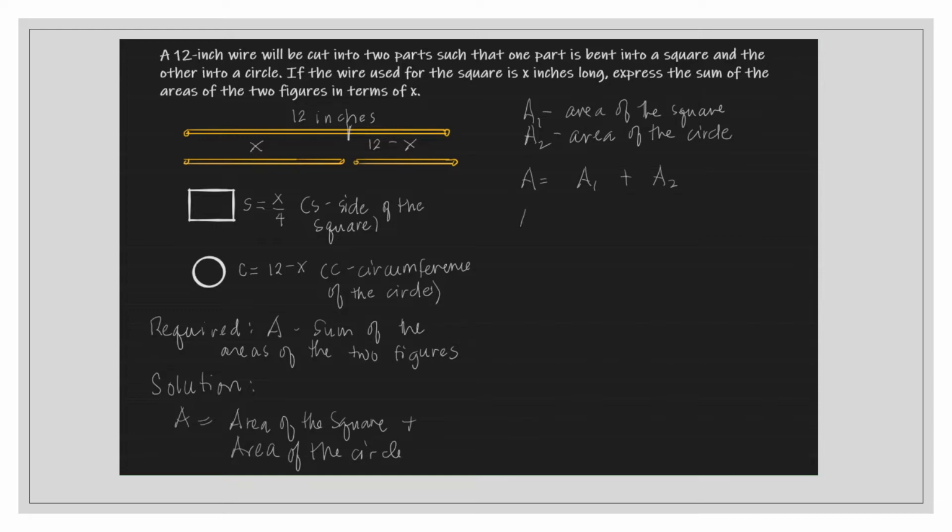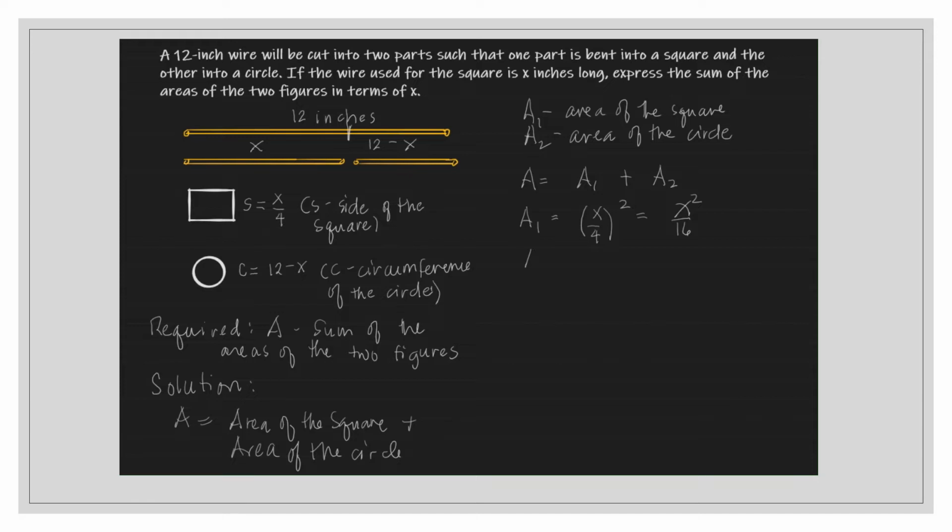Now for the square, we know that the area of a square is equal to the square of its side, or the length of its side. So since the length of the side is x over 4, A1 will be x over 4 quantity squared, or x squared over 16.